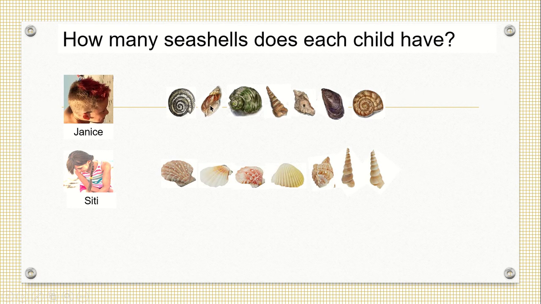Let's count. Let's begin with Janice. 1, 2, 3, 4, 5, 6, 7. Janice has 7 seashells. Okay? What about Siti? Let's check. 1, 2, 3, 4, 5, 6, and 7. Okay? Siti has 7 seashells.